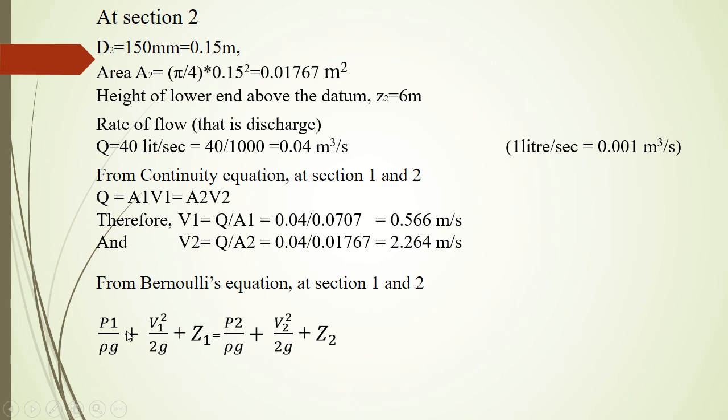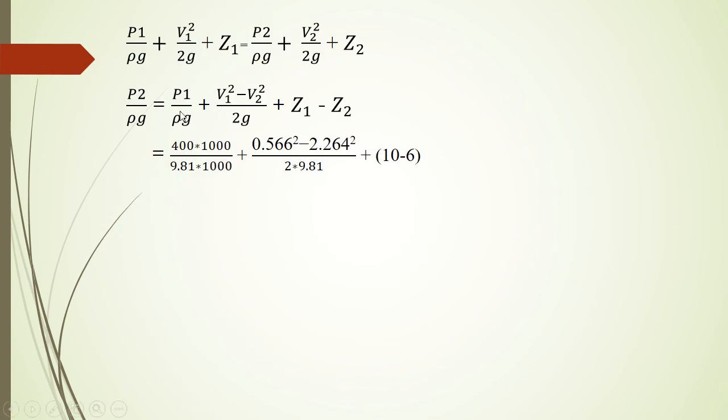and 2. How do you apply the Bernoulli's equation in terms of section 1 and 2? It is nothing but P1 by rho g plus V1 square by 2g plus Z1 is equal to P2 by rho g plus V2 square by 2g plus Z2. Okay. Again I have written the equation, and here the motto of the problem is to find out the pressure intensity P2, right? Here I want to know what is P2.